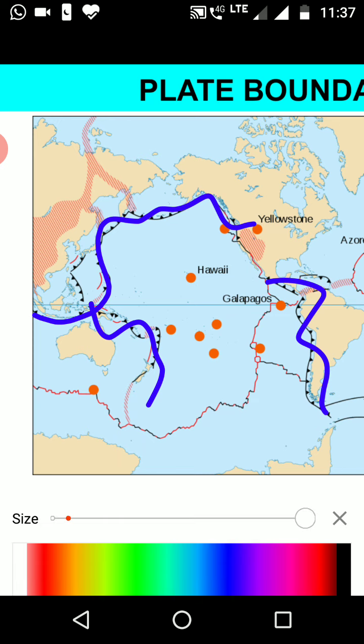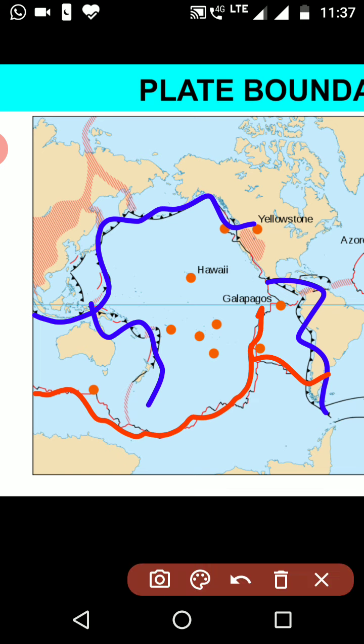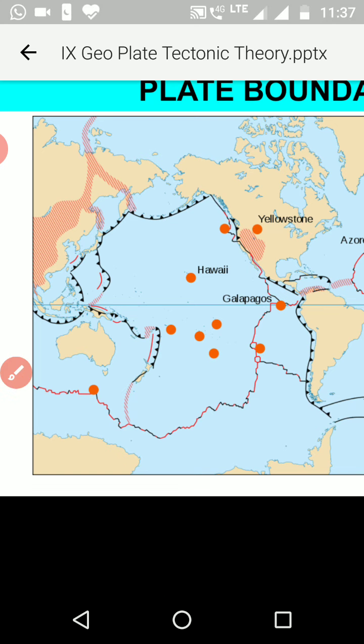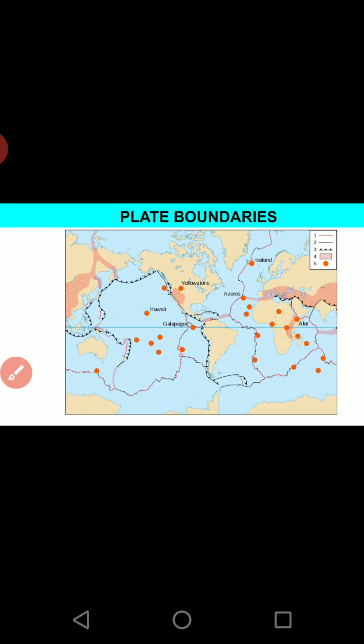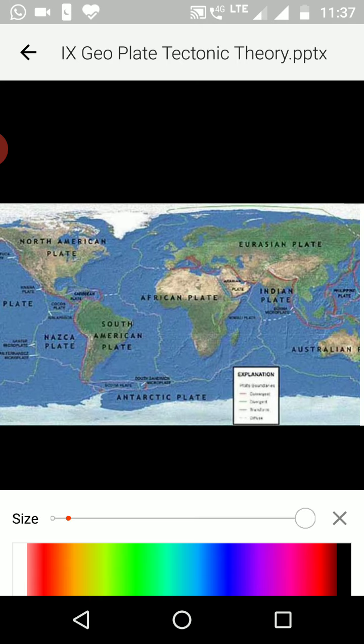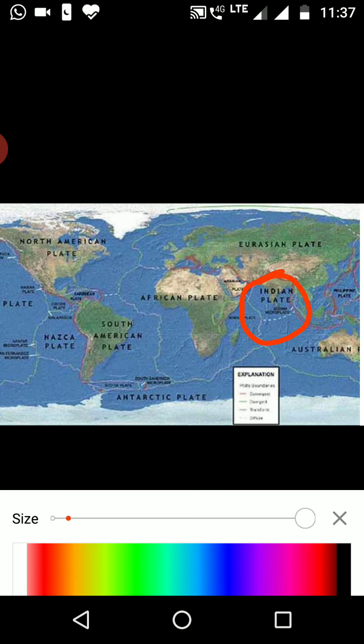Whereas you have another plate boundary which is given here in red color as I am marking. This is a constructive plate boundary. Constructive means if the plate moves here, it will do some construction, like creation of a mountain or an island. These are the plates. Now if you see the position of India, this is the Indian plate which was earlier a part of the Indo-Australian plate, and above that you have a very big plate, and that is the Eurasian plate.